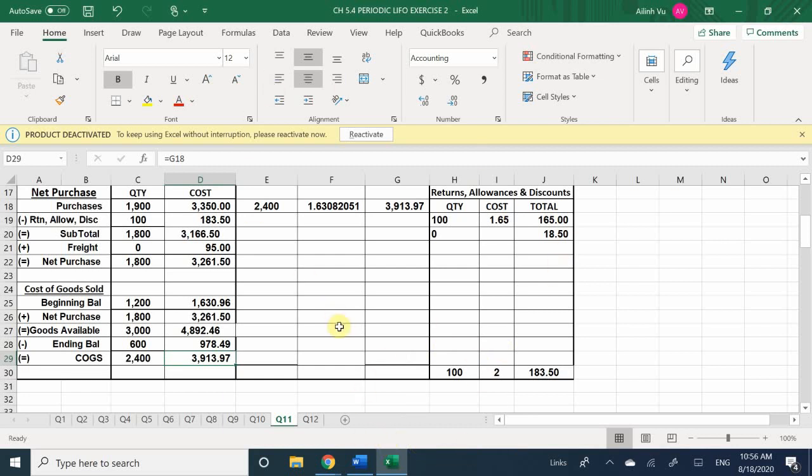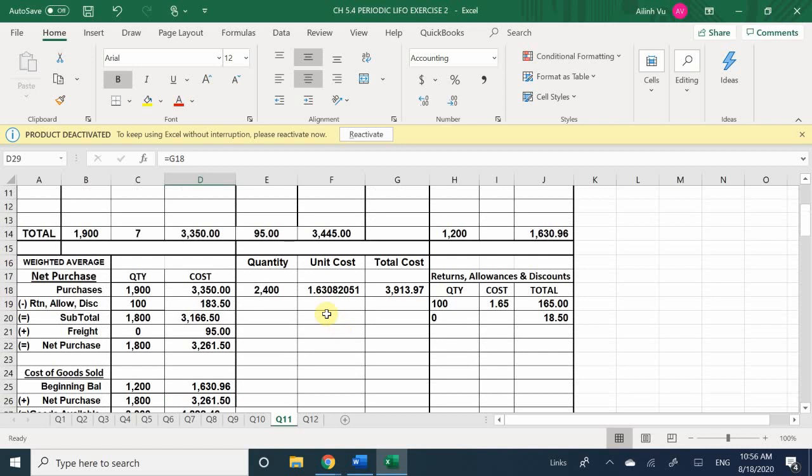All right. So again, weighted average is by far one of the easiest concepts out of the three. You don't need to focus on which batch came first or which batch came last. All you care about is gathering the grand total of the number of units that you have and dividing it evenly across every single item you have.